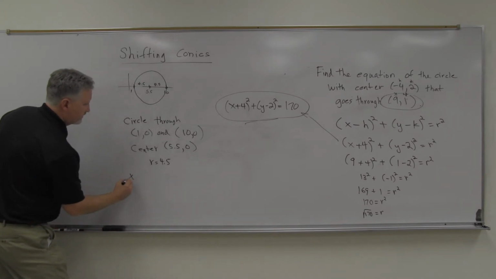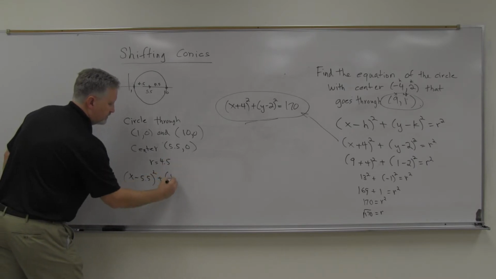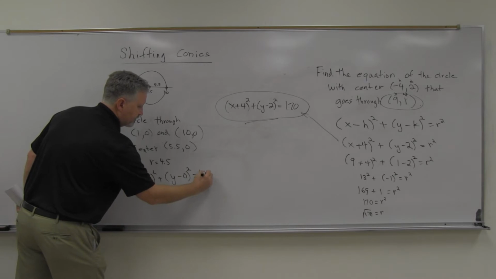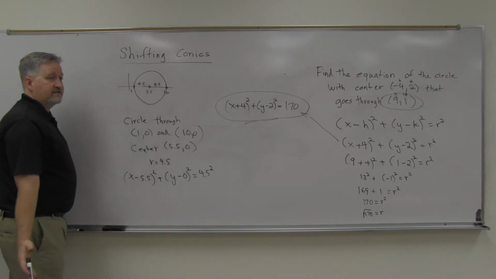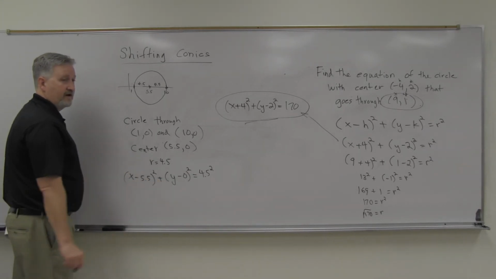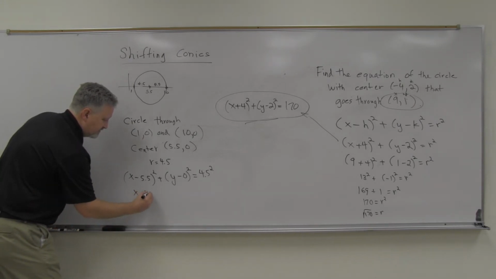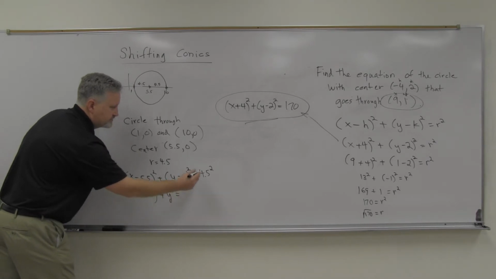All right, so that would be x minus 5.5 squared plus y minus 0 squared equals 4.5 squared, which brings up another point here. Y minus 0 squared, how could I simplify that? Just y squared, yeah. So x minus 5.5 squared plus y squared equals 4.5 squared.